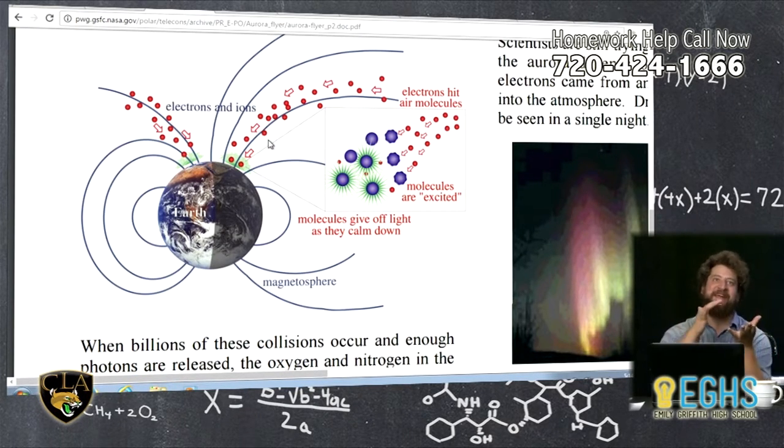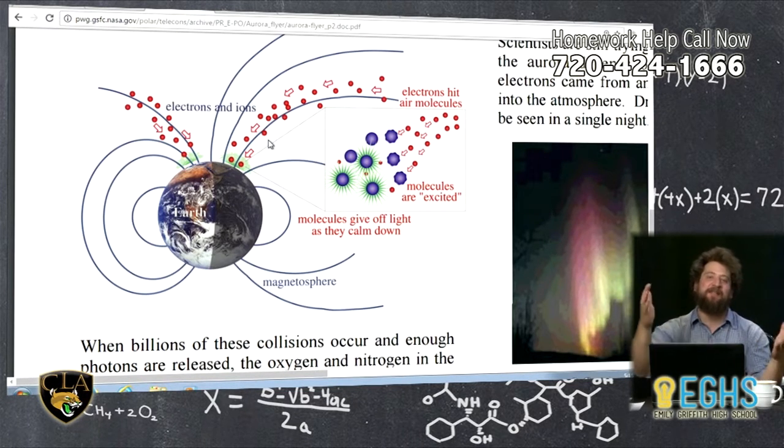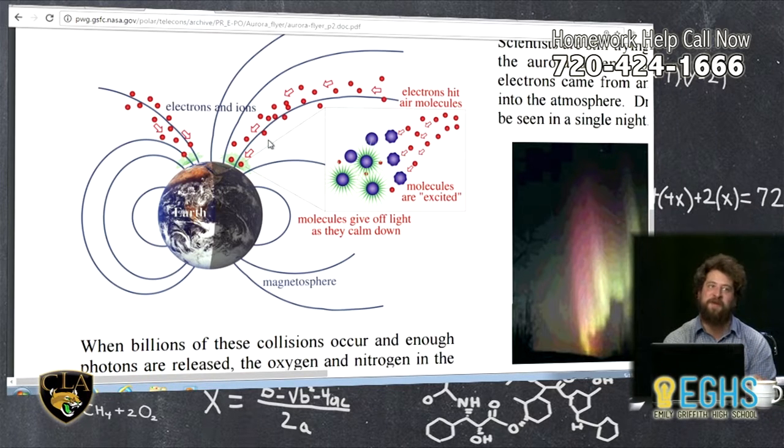And so they'll get excited and they'll move further away from the nucleus of the atom, and they'll have more energy. And then they'll lose that energy and they'll jump back to that original position. And in that loss of energy, the electron will give off a photon, which is an energy packet seen as light. And this is a really cool phenomenon that happens not just from the Northern Lights.